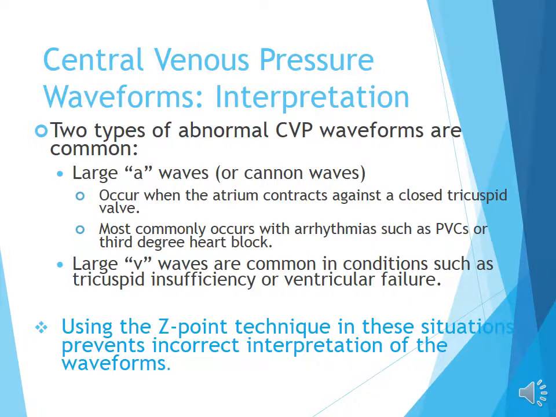So abnormal CVP waveforms are very common, and you'll see when you start going into practice that there's a lot of variation of what the CVP waveforms look like. So some common types are large A waves, which they also refer to as cannon waves. This is when the atrium contracts against a closed tricuspid valve. This can occur with a lot of dysrhythmias. So if they have a lot of PVCs, heart blocks, things like that can cause the large A waves, the cannon waves. You can also have large V waves, with conditions such as tricuspid insufficiency or if they're in ventricular failure. So the Z-point technique is going to be the most accurate to prevent incorrect interpretation of these waveforms, especially when you see that there's abnormalities going on.